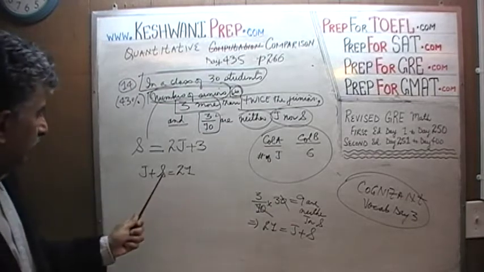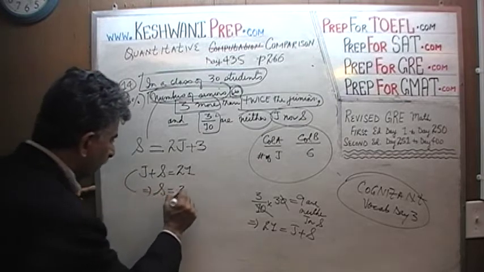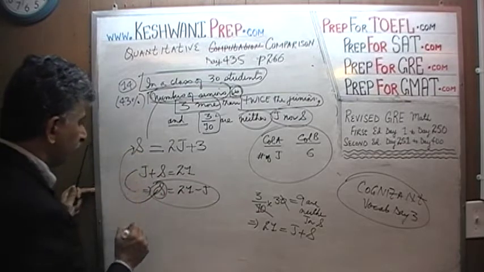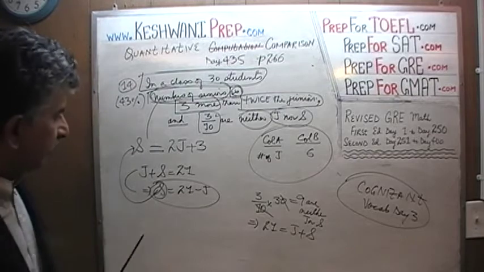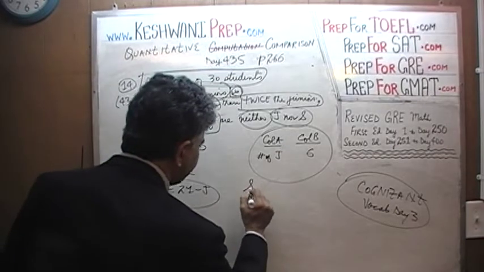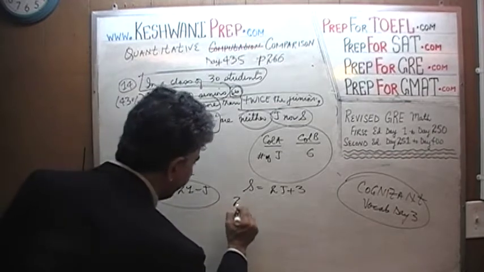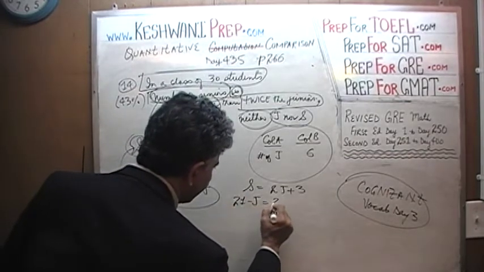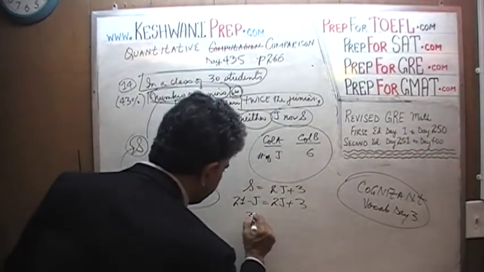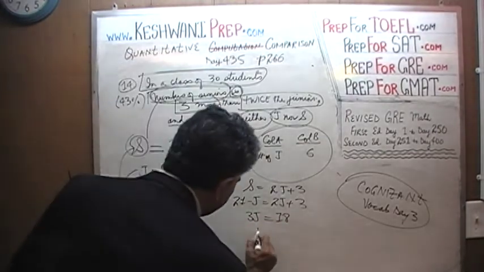We are interested in J, so let's substitute S from here into this. This equation tells us that S equals 21 minus J. We're going to put the value of S in here. So S equals 2J plus 3, and we just found out that S equals 21 minus J, which is the same as 2J plus 3. Bring the J to that side, you'll end up with 3J, and bring the 3 to this side, you'll end up with 18. There you go, 3J equals 18, and therefore J equals 6.